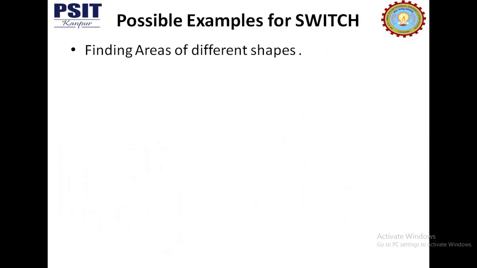Switch is generally used in those programs where some menu kind of thing has been created. Suppose we have to find the area of different shapes, like circle, rectangle, square, rhombus, parallelogram, right? So these are different options. How to find the area is formula based, but we have options to choose from, right? So creating options is based on the switch statement.